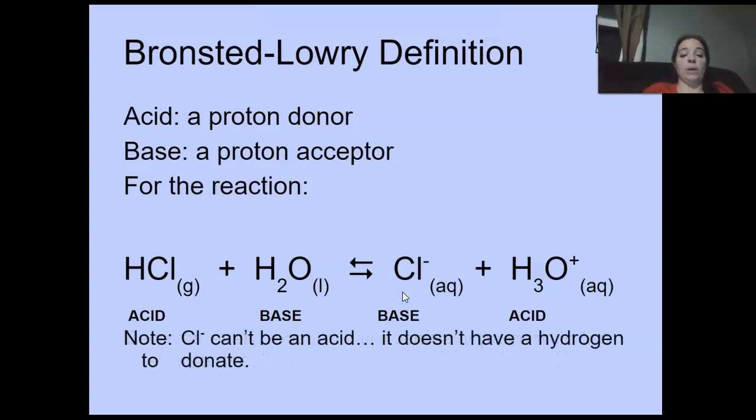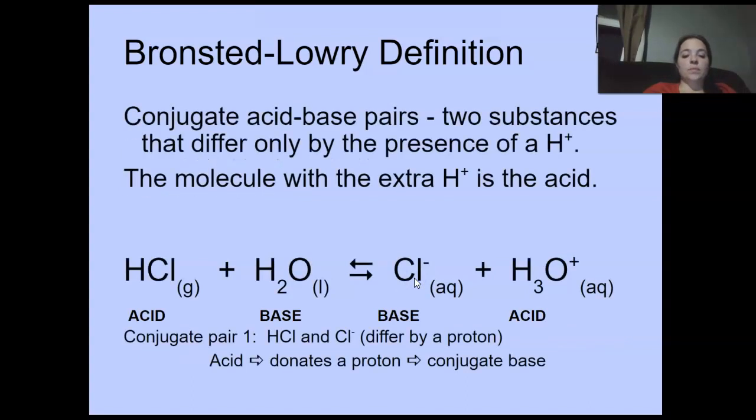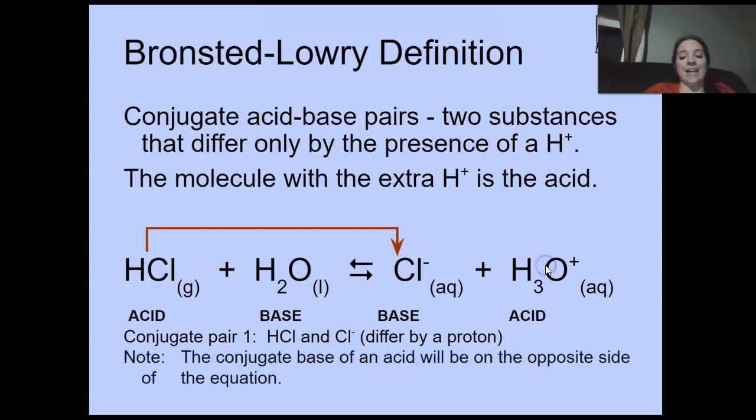Now they have special names to it. Remember it has to have a hydrogen to be considered an acid, because chlorine is by itself. There's no hydrogen. It has to be a base. So what are these called? They're called conjugates, the opposites. The conjugate acid-base pairs are 2 substances that differ only by the presence of the hydrogen ion. The molecule with the extra hydrogen is the acid. So this has the extra, so there is the acid with its conjugate base. Here's the base with the conjugate acid.